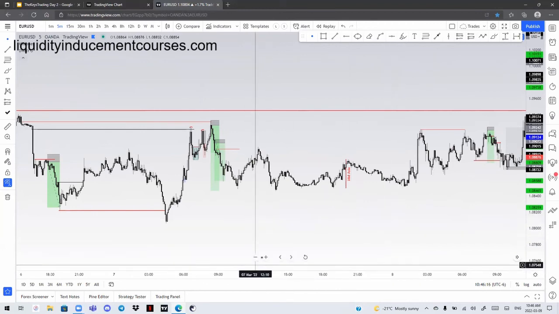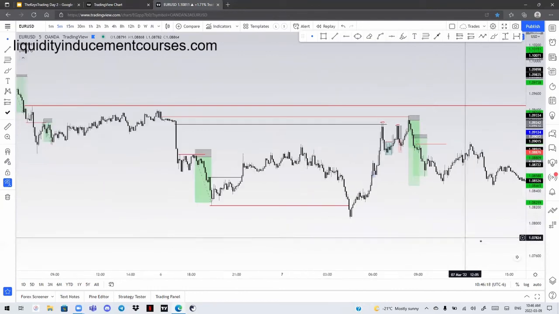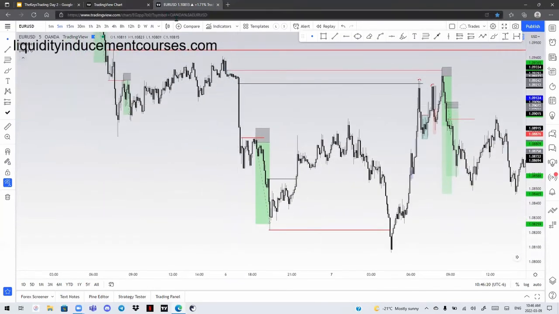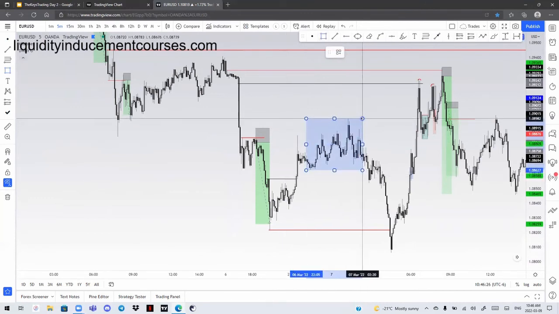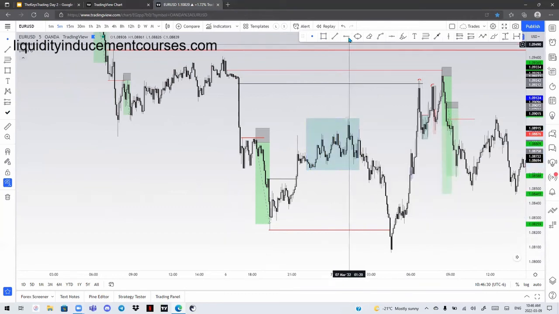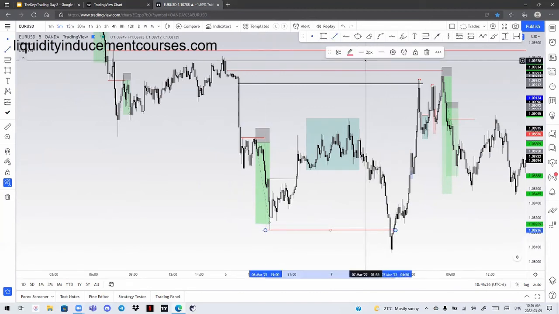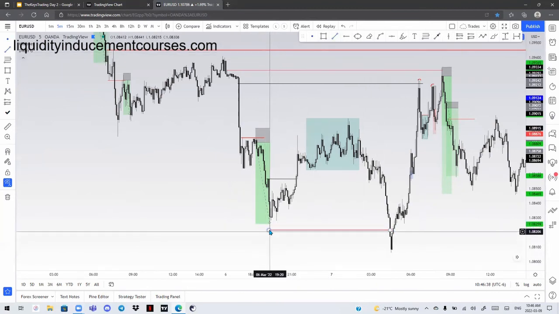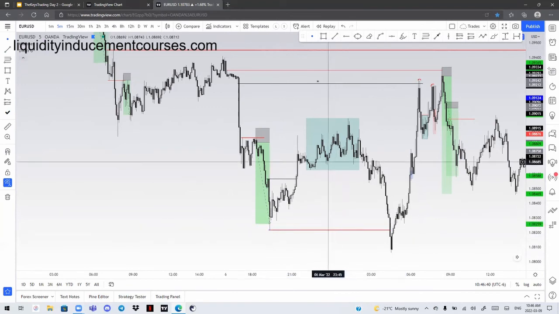You can play whichever one is clear to you. So I'll show you two different things right now. This is a build-up. It's a build-up, and that means price is going to aim for the next structure, which is here. This is the structure price is aiming for.